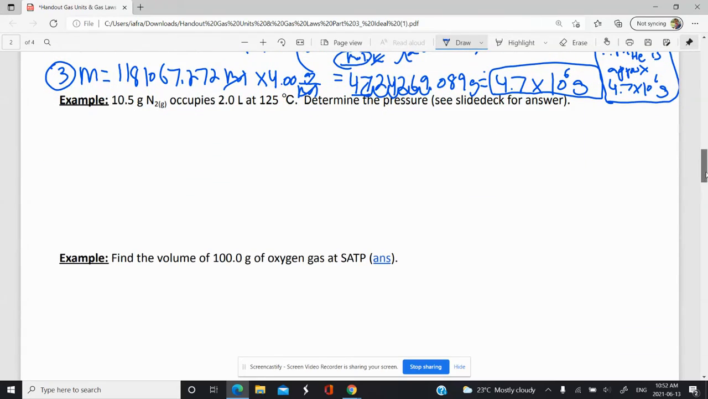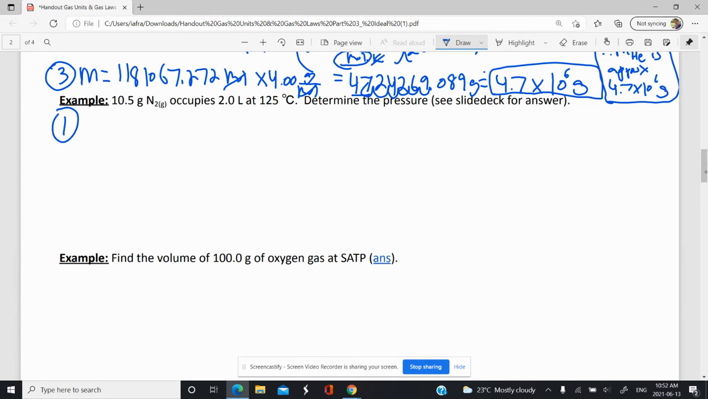All right, in this video, we're going to do a few more examples with the ideal gas law just to get the sense of how the formula works and how to approach the problem. So let's go to this example over here. We have 10.5 grams of N2, nitrogen gas, occupies 2 liters at 125 degrees Celsius. Determine the pressure. All right, so we want to find the pressure here specifically.